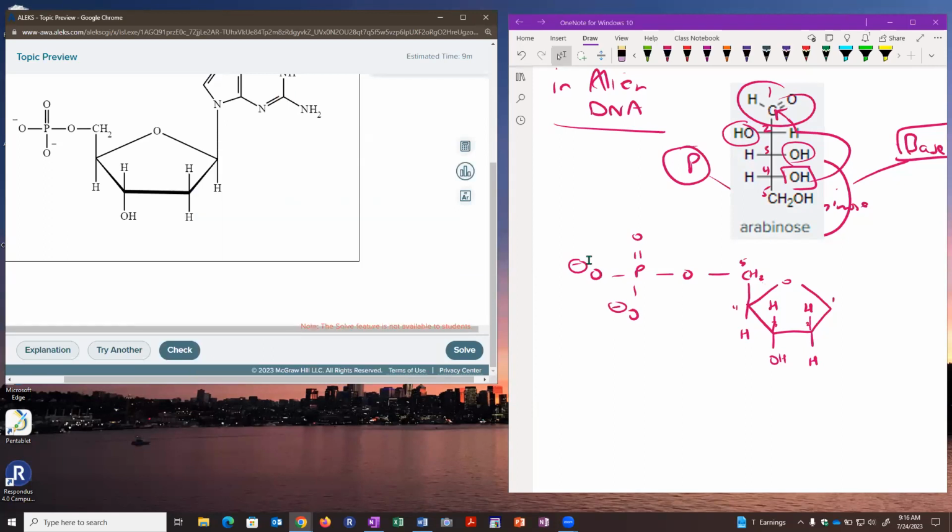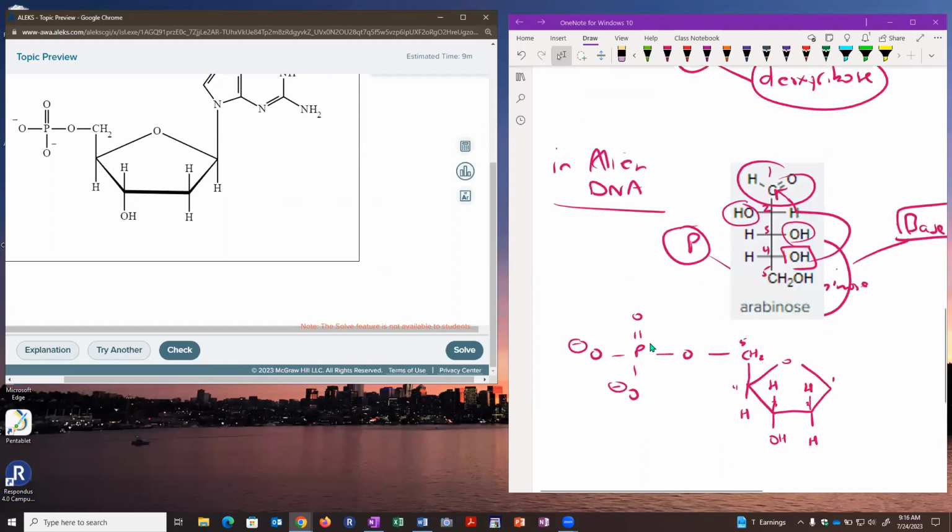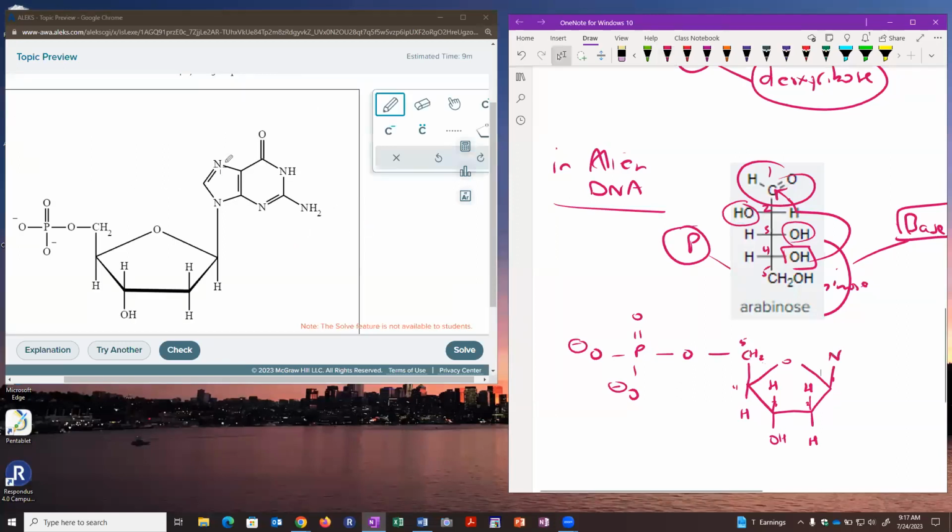So we're going to connect it to this carbon number 1, and that's connected to that nitrogen, and we can complete the structure for guanine here on the right side. All right, so this is what that nucleotide is going to look like. We have our phosphate here on the left, our deoxyarabinose in the middle, and then we have our guanine base connected to that carbon.